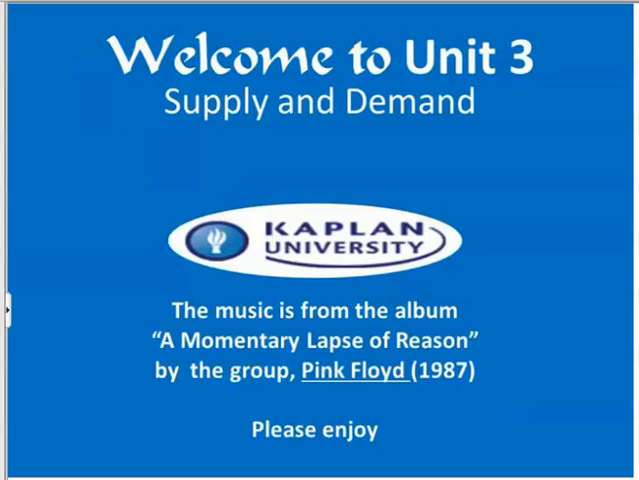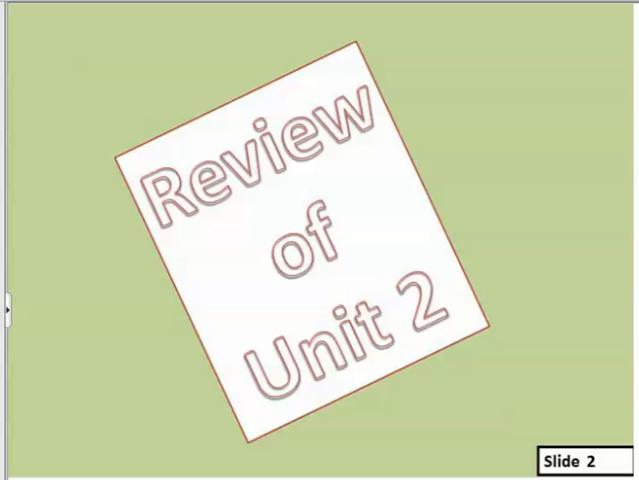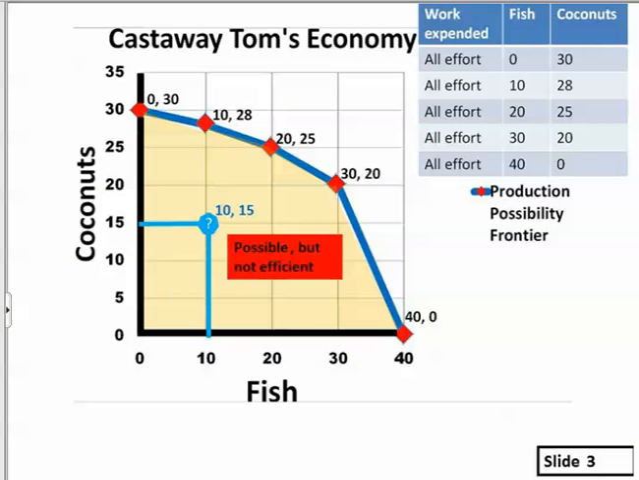Before we get into supply and demand, though, let's quickly review what we covered last week in Unit 2. We talked a little bit about Tom on the island as a castaway, and we were looking at his production possibility frontier curve. And we found that he could produce down in the yellow area.